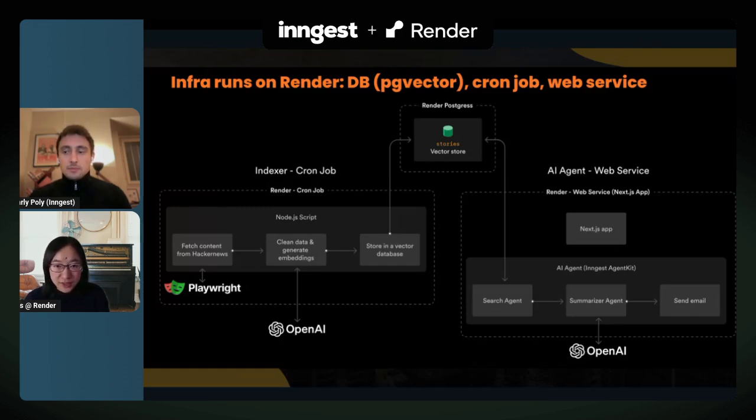So let's take a look at each of these in more detail. Before we do that, I will point out that all of this infra runs on Render, and that is the database, cron job, and web service. So where does Inngest come in? Next slide.